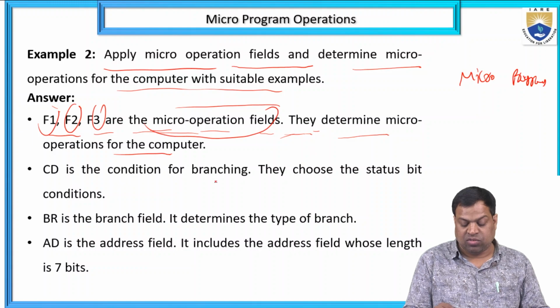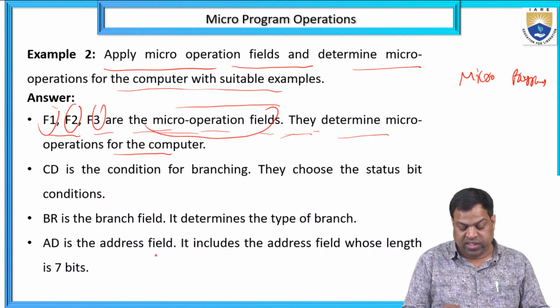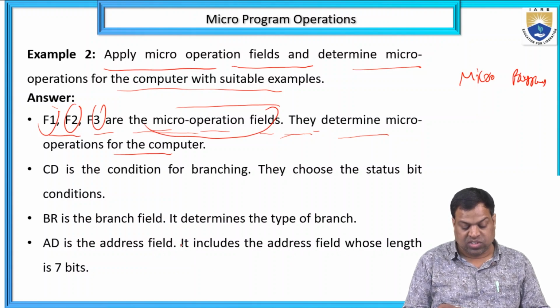CD is the condition for branching. They choose the status bit condition, and BR is the branch field. It determines the type of branch. AD is the address field. It includes the address field whose length is 7 bits.